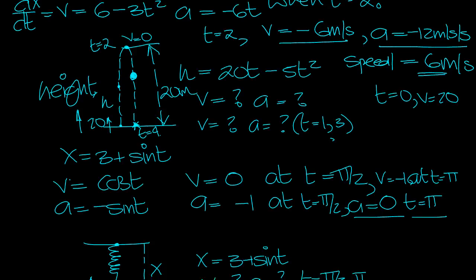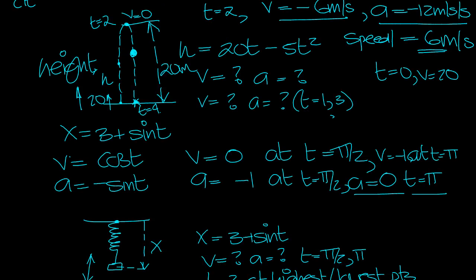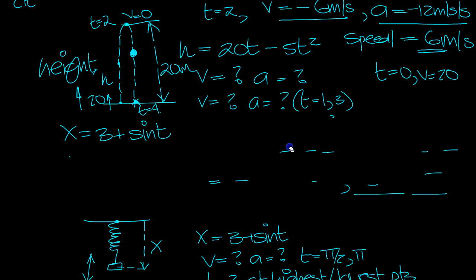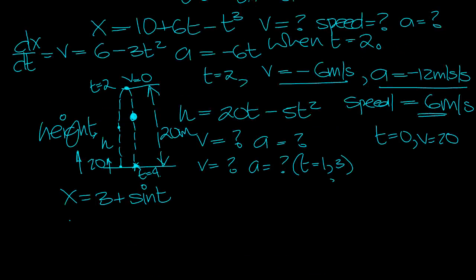Next problem now. We've got this problem here, so let's have a look at it. We're told this formula here, and we want to find out various things. I'll write them down as we go and just run you through them. So x is equal to 3 plus sine t. Okay, find the velocity and, oh, that's problem 3. We've got problem 2 first, haven't we? So let's do problem 2, which is here.